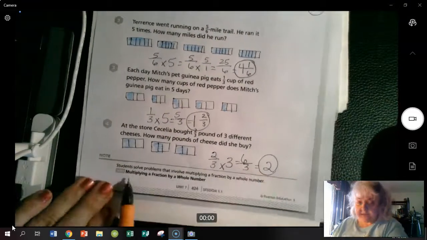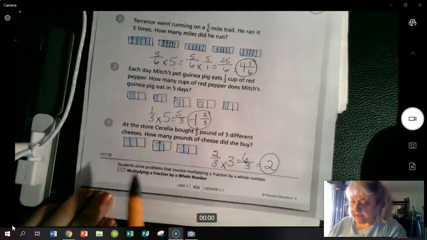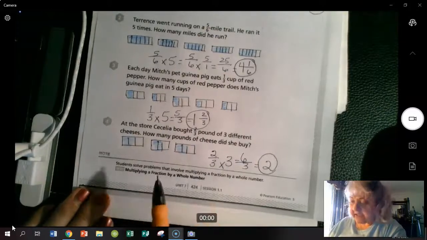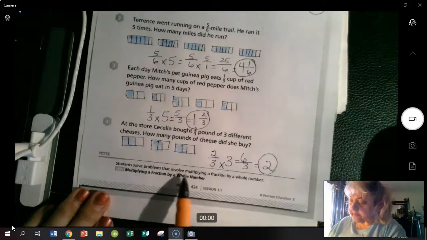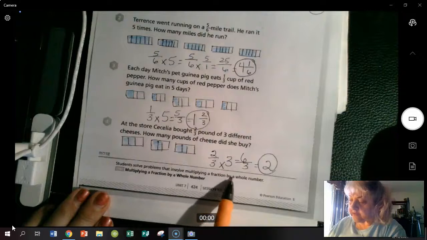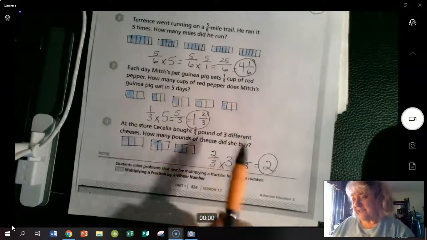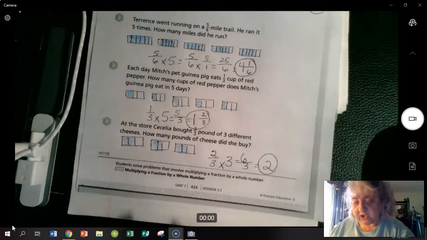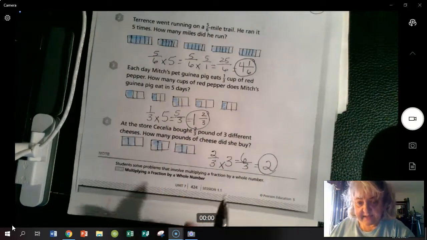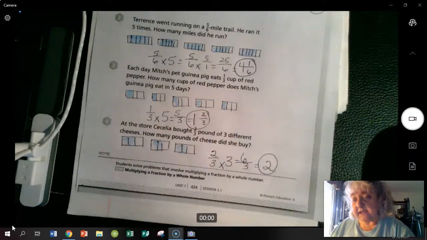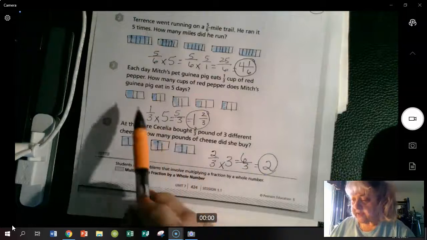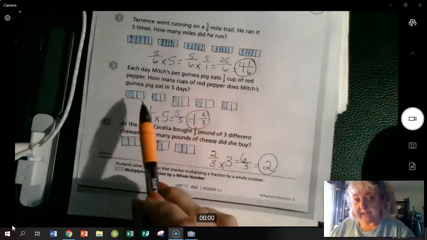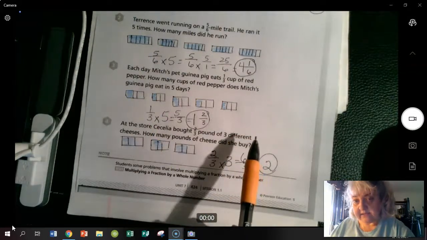So if you'll notice down here at the bottom of your student activity book pages, it tells you what skill we've been working on. Today, you have been solving problems that involve multiplying a fraction by a whole number. And this may look complicated, but it's really not. It's just repeated addition. If I have half of a sandwich, and you have half of a sandwich, and we put them together, we have 2 halves or 1 whole sandwich. So these representations help your brain understand how easy it is.